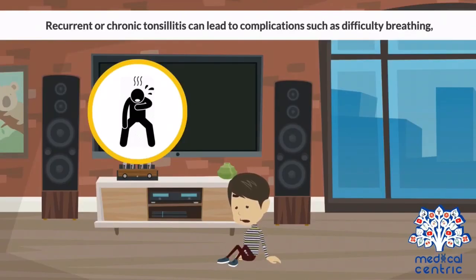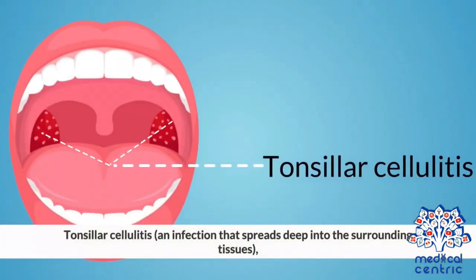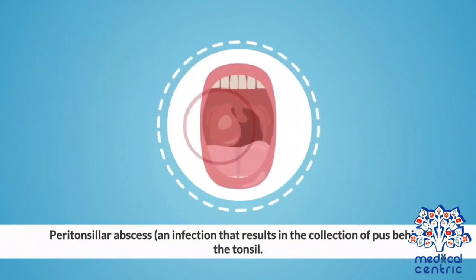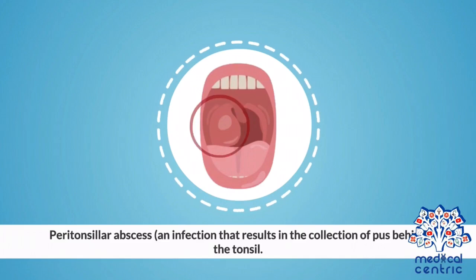Recurrent or chronic tonsillitis can lead to complications such as difficulty breathing, tonsillar cellulitis, or an infection that spreads deep into the surrounding tissues, paratonsillar abscess, or an infection that results in the collection of pus behind the tonsil.